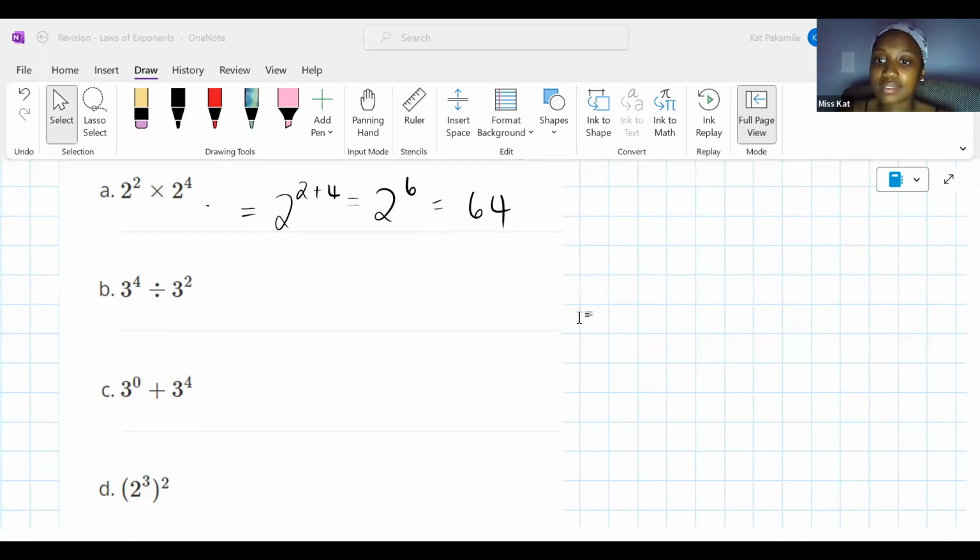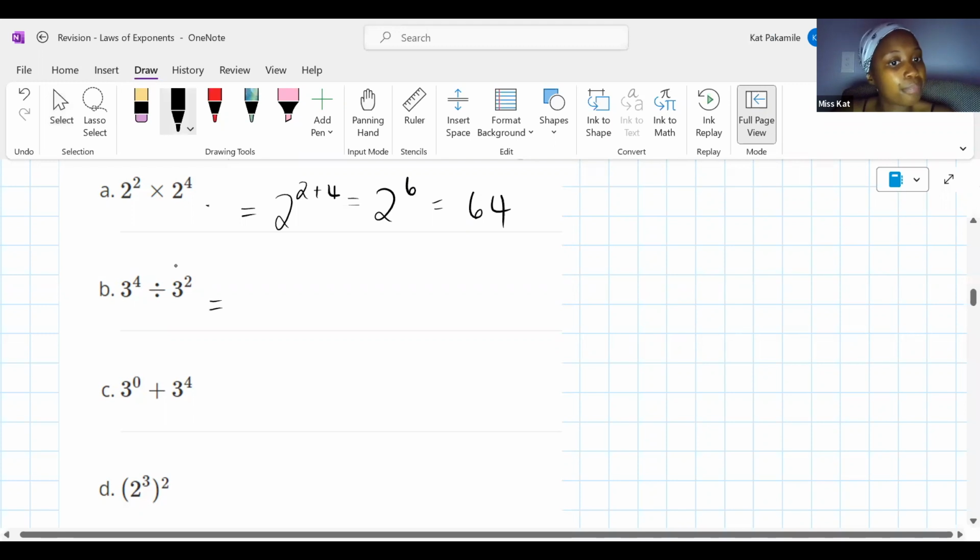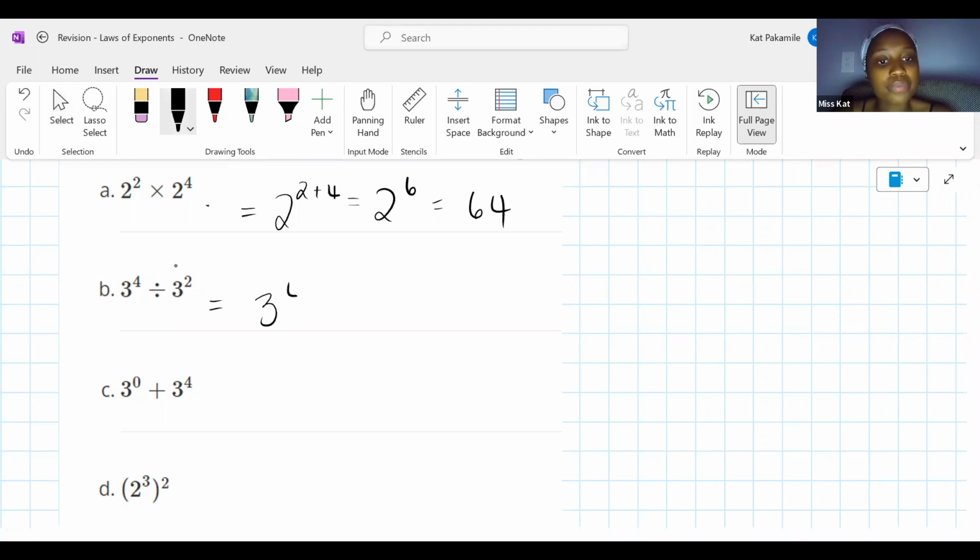Dumeling, do number B with me. We're going to say 3 to the power 4 minus 2. The answer is? Dumeling, what's 4 minus 2? 4 minus 2 is 2. So 3 to the power 2 is equal to 9. Thank you very much, Dumeling. Beautifully done.